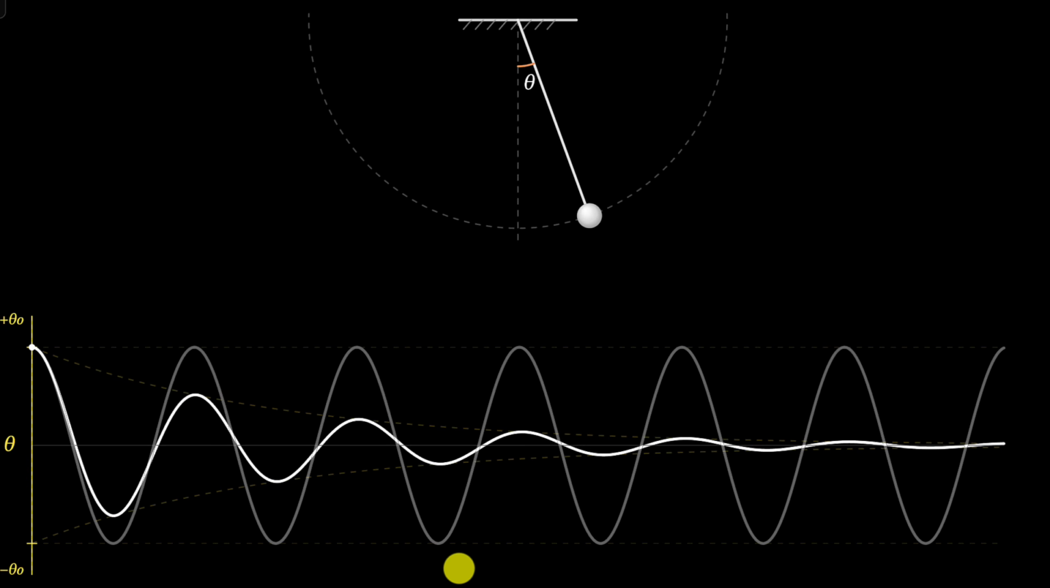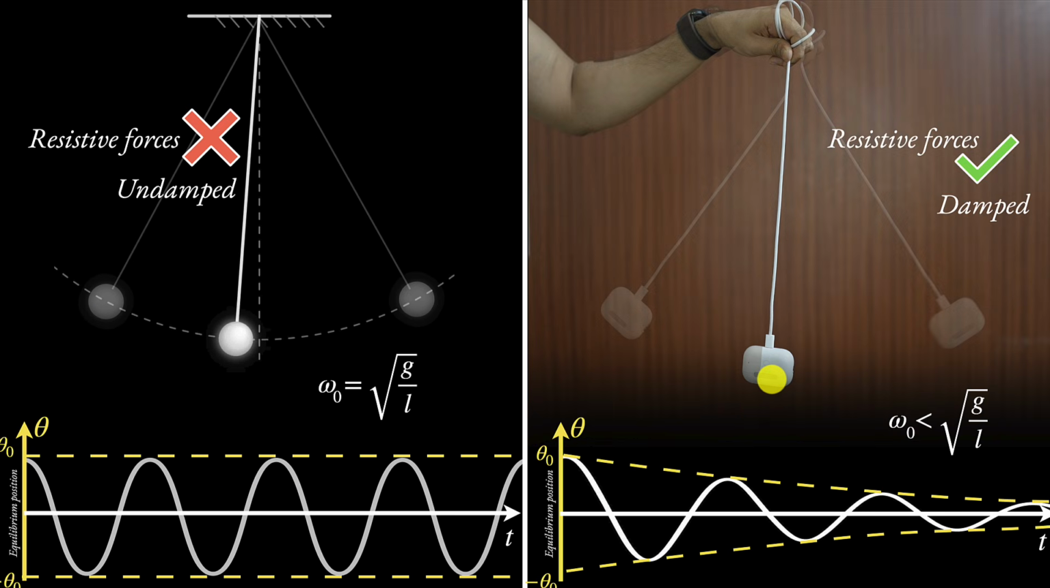Long story short, this means although the frequency does technically reduce, it's pretty close to what it was in the ideal case. So for most everyday situations, we can pretty much ignore this and we can say that the frequency in the damped case is also pretty much the same as in the undamped case.